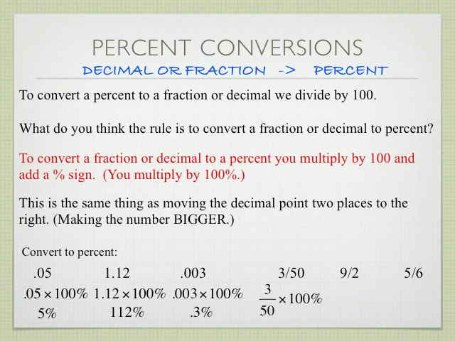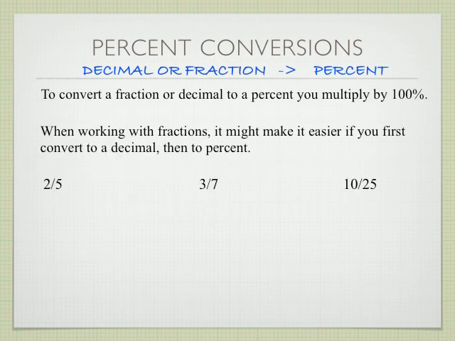3 over 50 times 100% would be 6%. 50 goes into 100 twice. 3 times 2 is 6, and I have the percent sign. 9 halves times 100, 2 goes into 100 50 times, so I have 450%. 5/6 times 100 is 250 thirds percent.